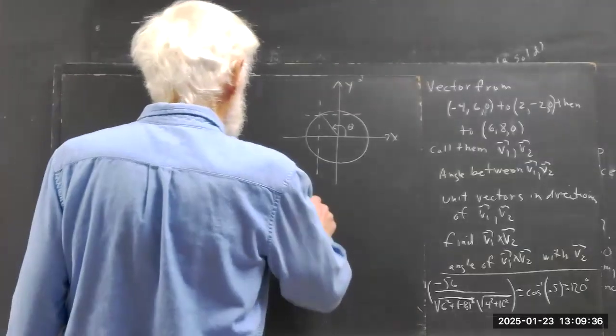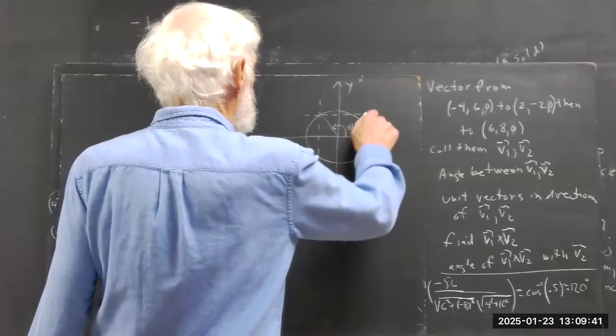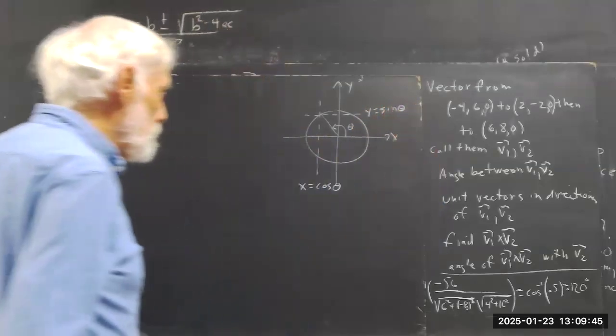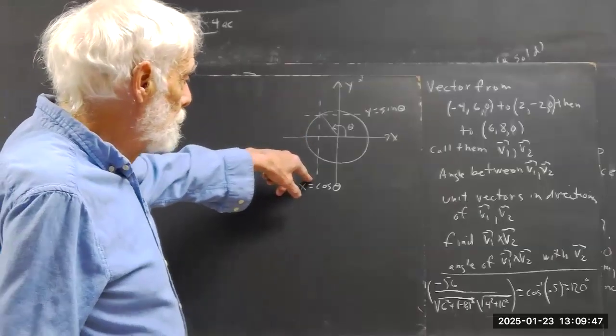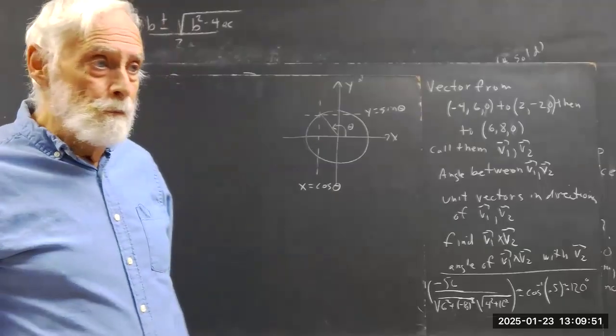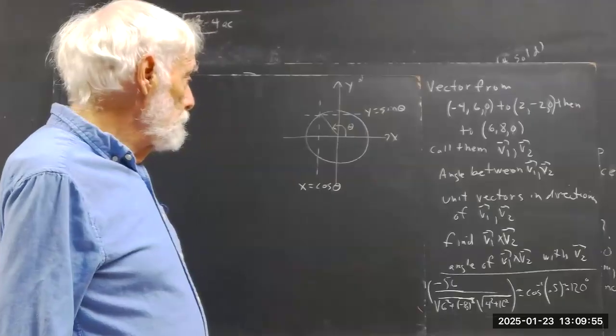So this line is the line x equals cosine theta. This line is the line y equals sine theta. If you want to read off the values, you've got a scale from the graph.